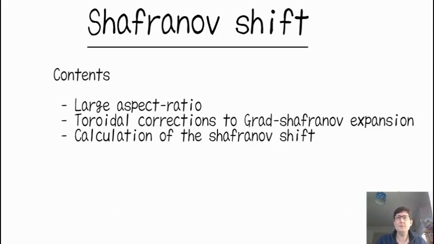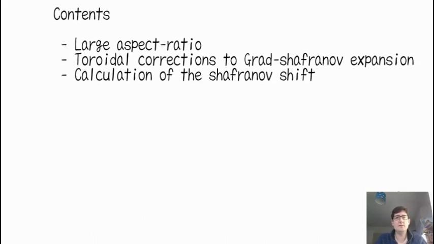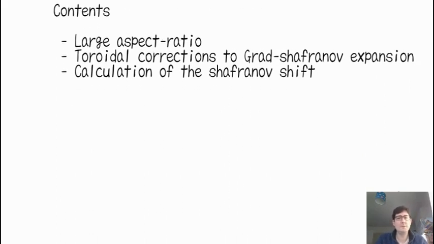In a previous video I went through this from physical arguments, that you get this hoop force from the current and a tire force from the pressure, and that this results in an outward shift of the plasma flux surfaces. In this lecture I'll show you that mathematically, by deriving it through the Grad-Shafranov equation. And this continues from a previous video where I looked at the large aspect ratio, so cylinder, approximation of the Grad-Shafranov equation.